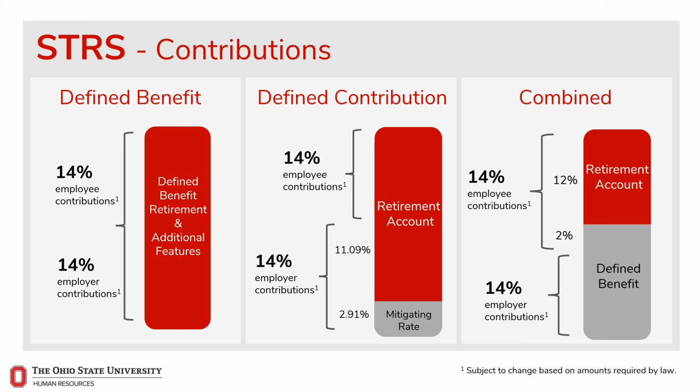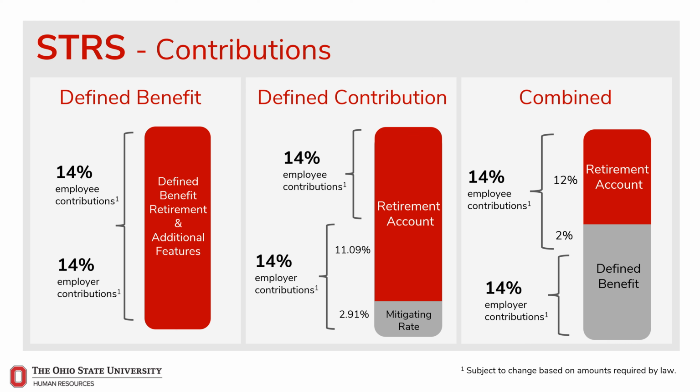If you choose the STRS Defined Contribution Plan, your employee contribution and a portion of Ohio State's contribution are invested into the STRS investment options. The remaining portion of the employer contribution is the mitigating rate and goes back to the defined benefit plan to help fund past service liabilities. This amount is not applied to your account. It is important to note that the mitigating rate is subject to change. However, the law imposes a cap on how high the mitigating rate can go.